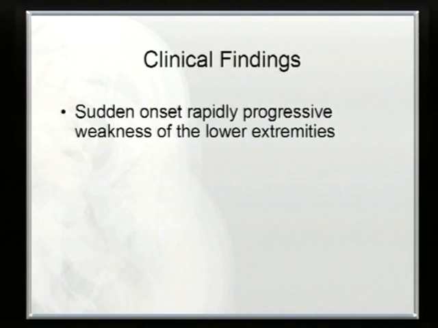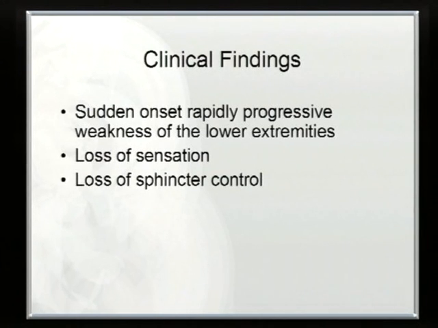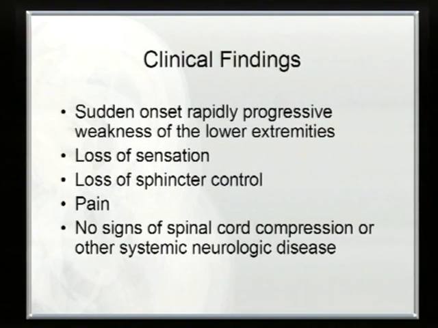To review, and this also goes over what Dr. Kerr mentioned too, the clinical findings that we associate with transverse myelitis, and it's true for kids as well as adults: sudden onset of rapid progressive weakness of the lower limbs, loss of sensation, loss of sphincter control. So here's the motor, sensory, and autonomic pattern, pain, without signs of spinal cord compression.